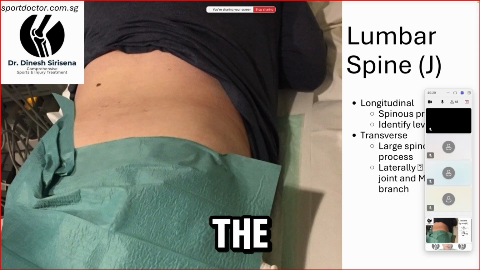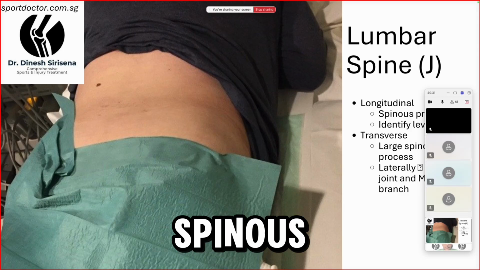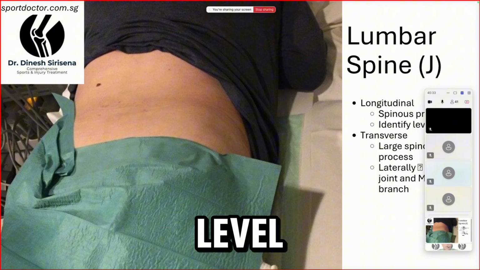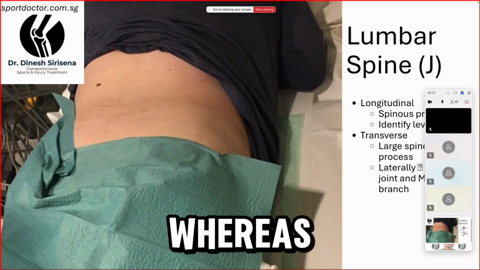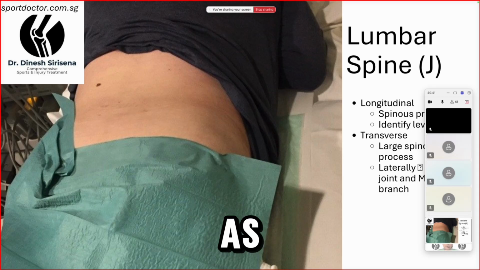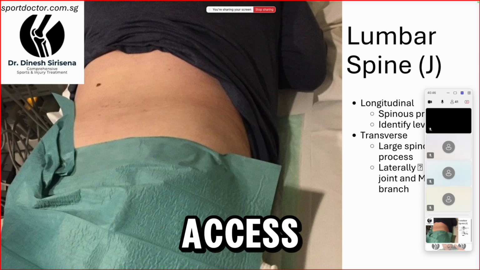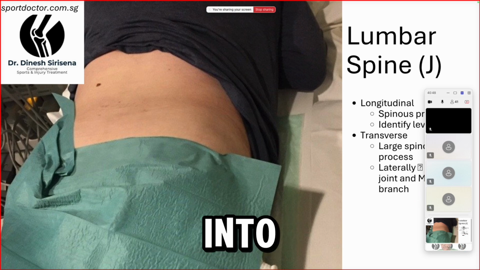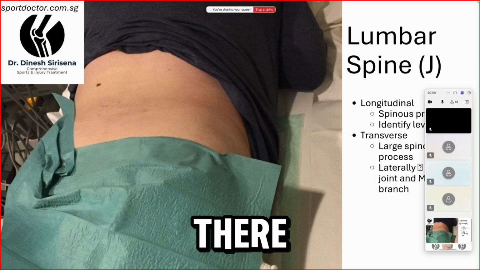And for the joints, you again have a look at the spinous process, look at the level. The spinous process in the lumbar spine is very large, whereas in the SI joint, it's a very small spinous process. Then as you move laterally, you can turn into a short axis view, and then you can very easily get into that facet joint there.